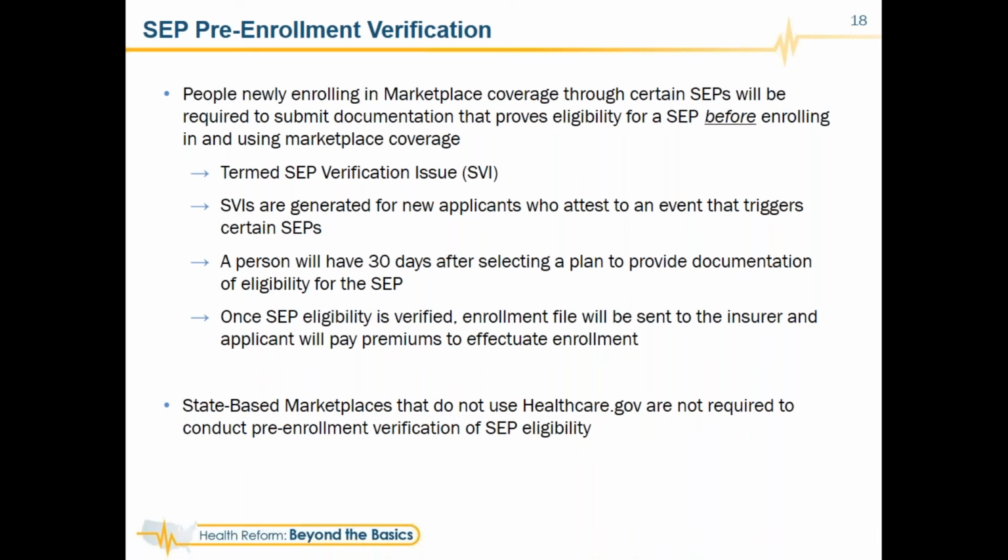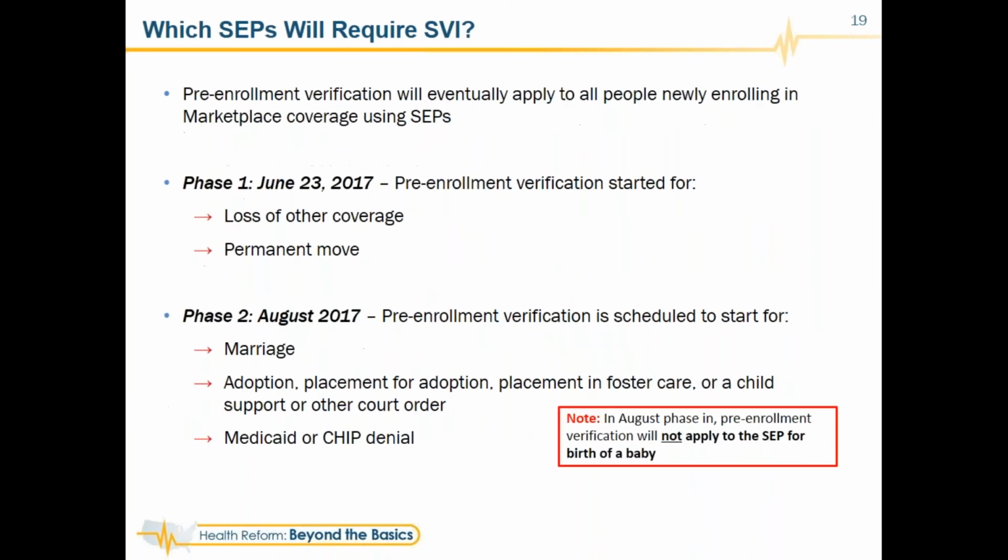Once SEP eligibility is verified, the enrollment file is sent from the marketplace to the insurer, and the applicant will pay the premium in order to effectuate coverage. Like I mentioned, we're only describing what healthcare.gov is implementing, and states that don't use healthcare.gov are not required to use this process.